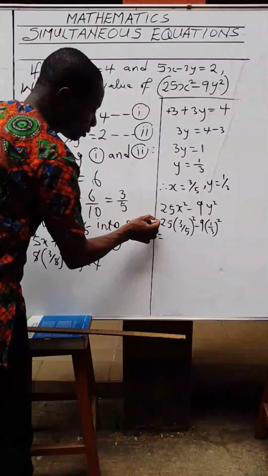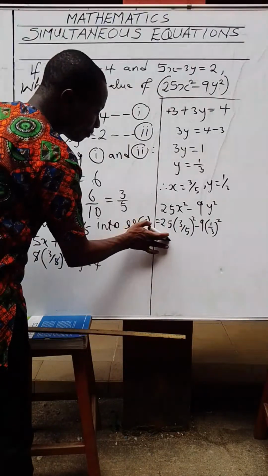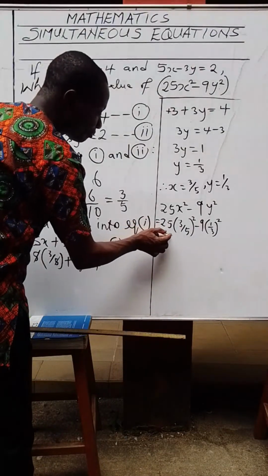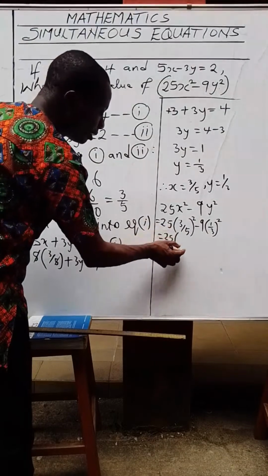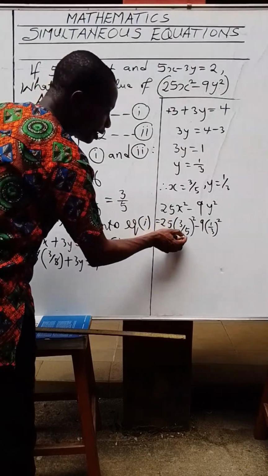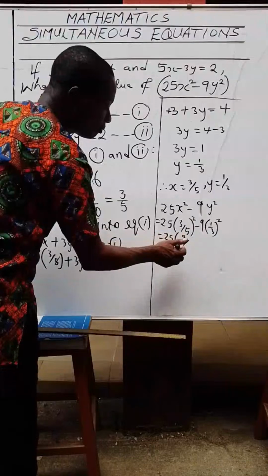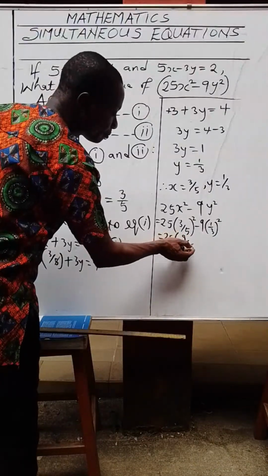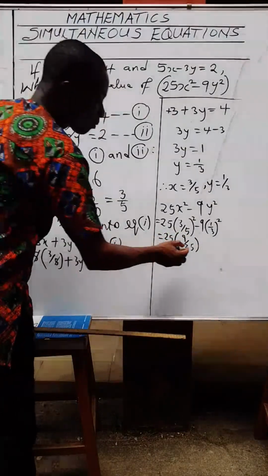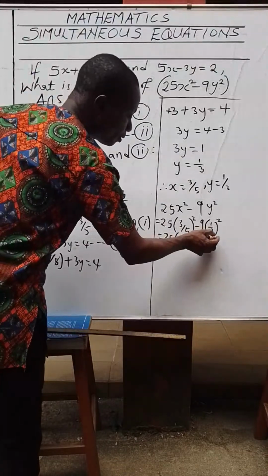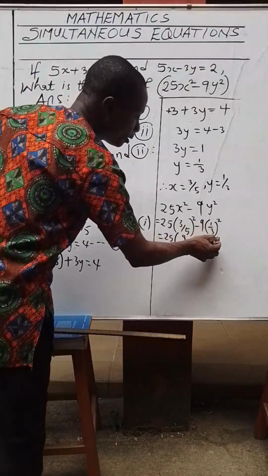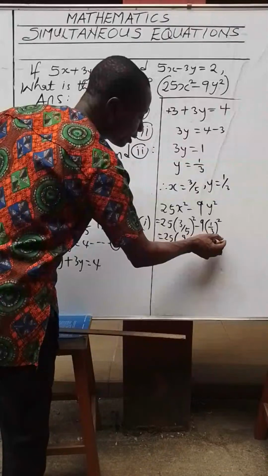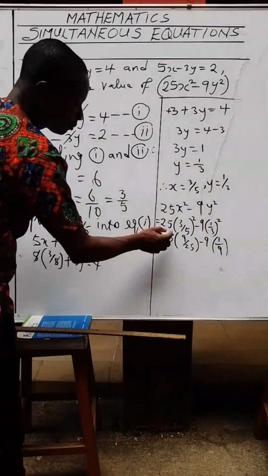This gives us 25. Okay, let me write it in a better format. 25 divided by 3 square is 9. Then 5 square is 25. Then you close the bracket here. Then minus 9. Then 1 square is 1 and 3 square is 9. So is this simple? Then what happens?